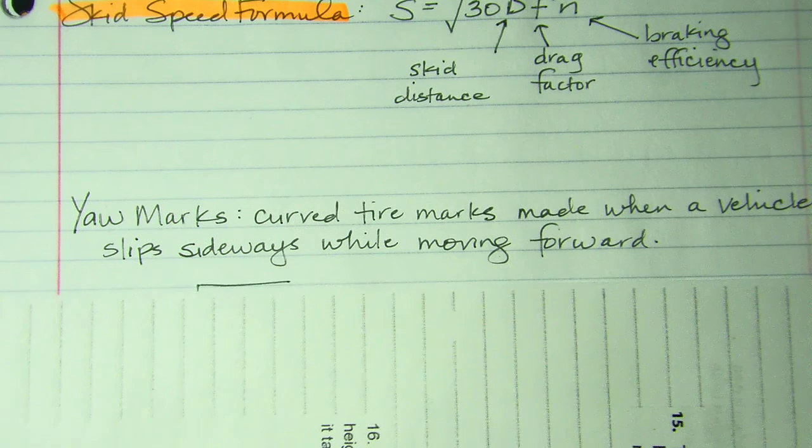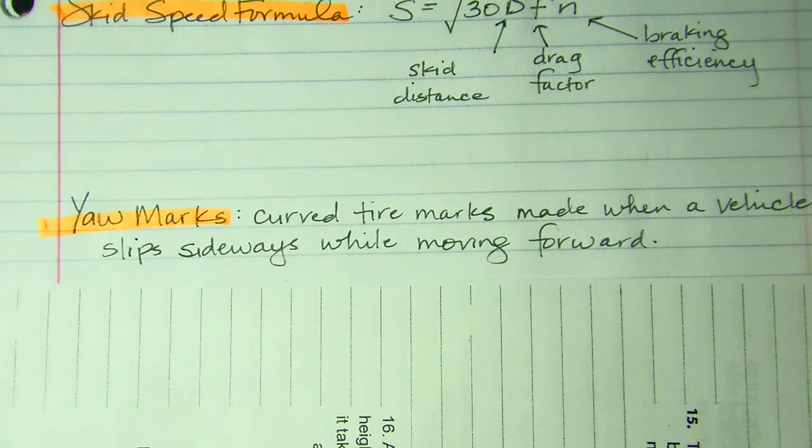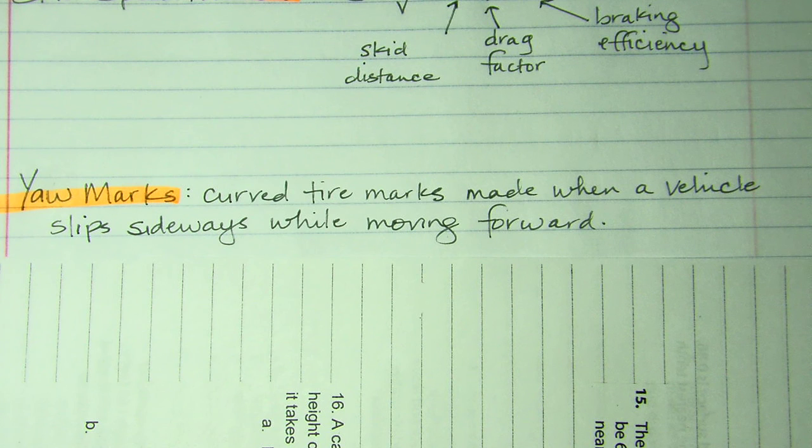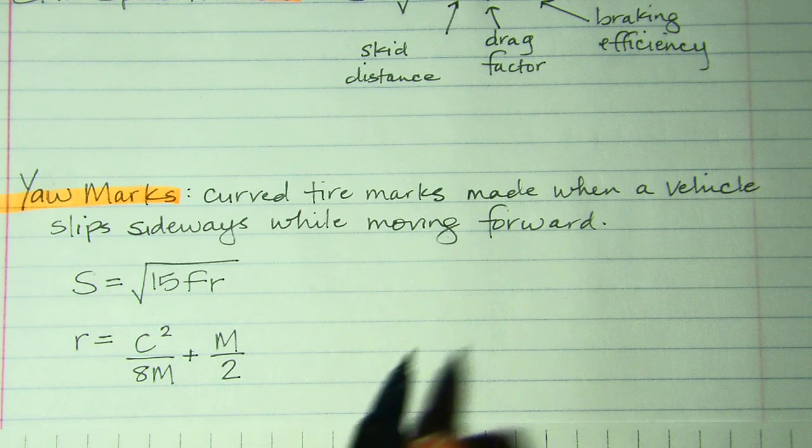The next are called yaw marks. Now, I've never heard that term before until this class, but I know what it's talking about. Yaw marks are made when a car spins out, so it makes curved skid marks or curved tire marks when your car is sliding sideways, but you're still propelling forward. Okay, and I have two formulas, but I'm going to draw you a picture.